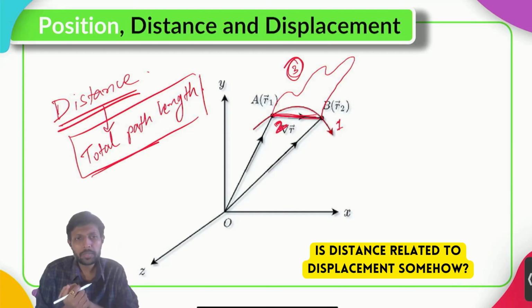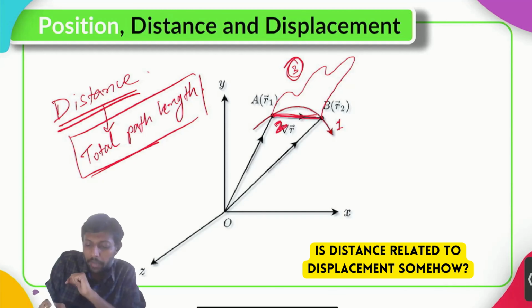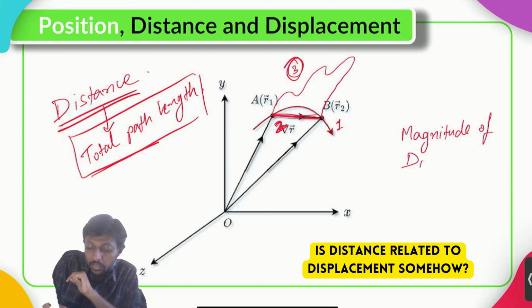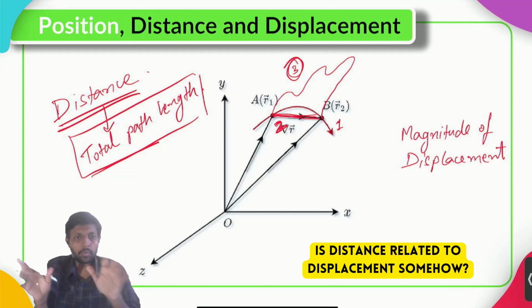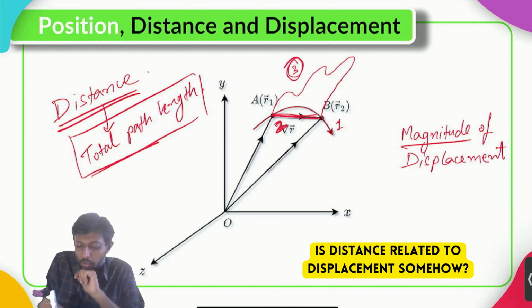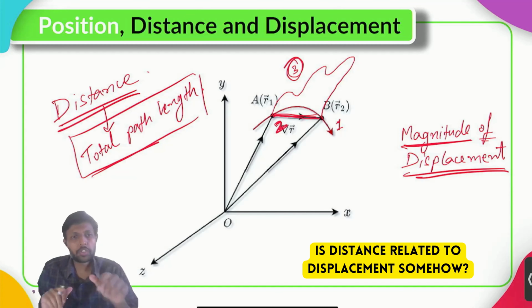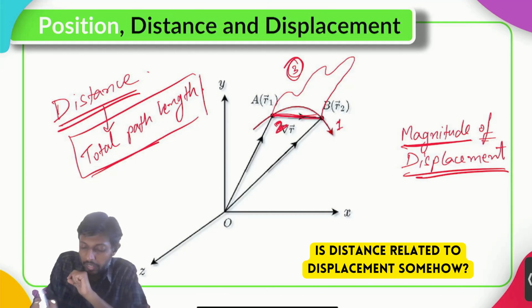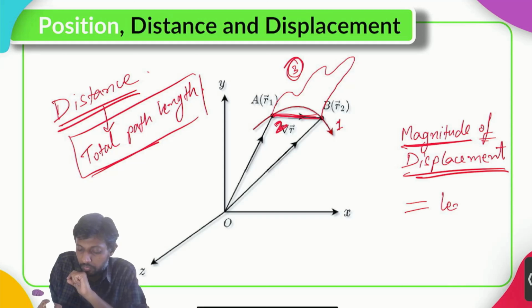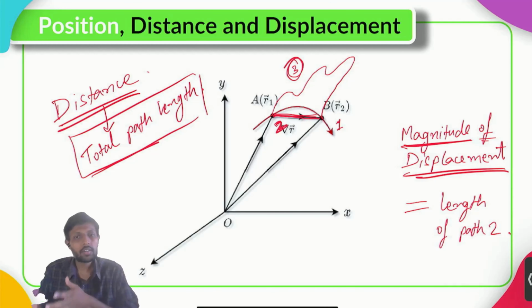Now, one thing you would observe is that the magnitude of displacement, remember, that means the numerical value without considering the direction, for this motion from A to B, irrespective of which path you take, is always going to be the length of path 2. Is it not? Because that's how displacement was defined.